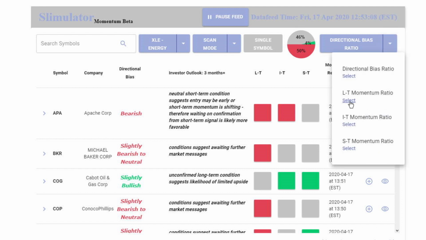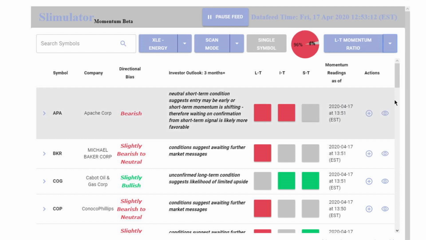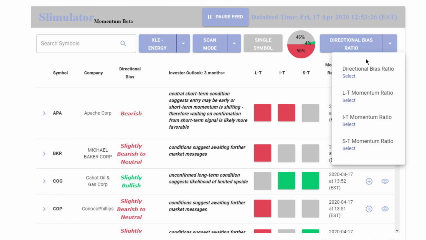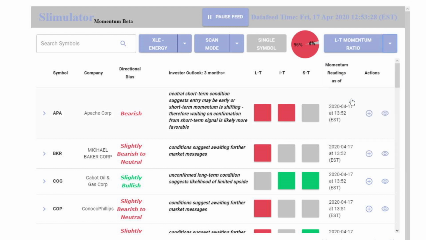Now you can see directional bias is 50% to 4%, the rest neutral. If I look at long-term momentum, 96% and 4%. So you have an overwhelming amount of negative momentum in the energy stocks. So there's your directional bias. That was your long-term momentum right over there.